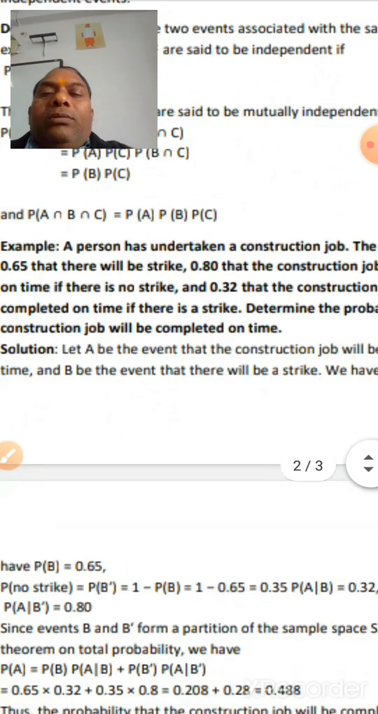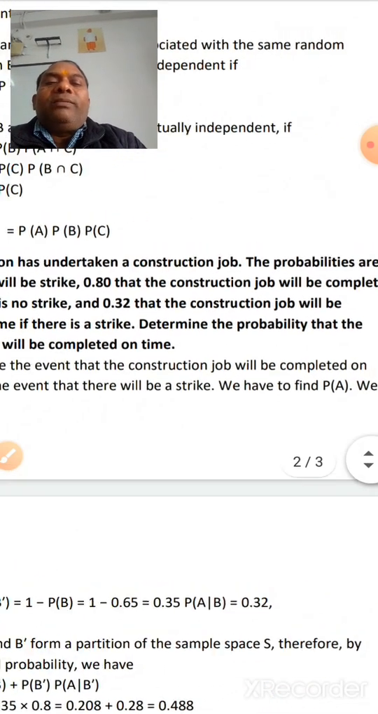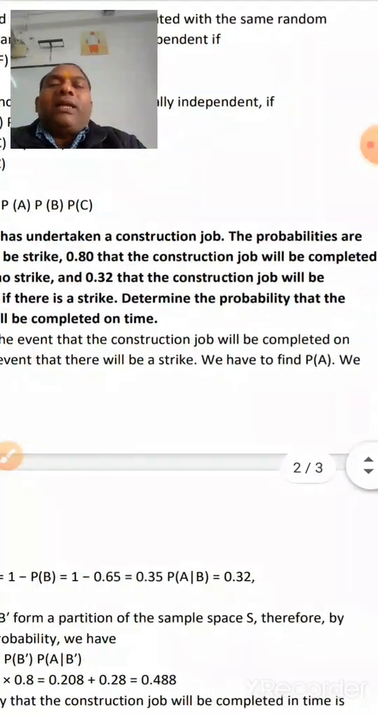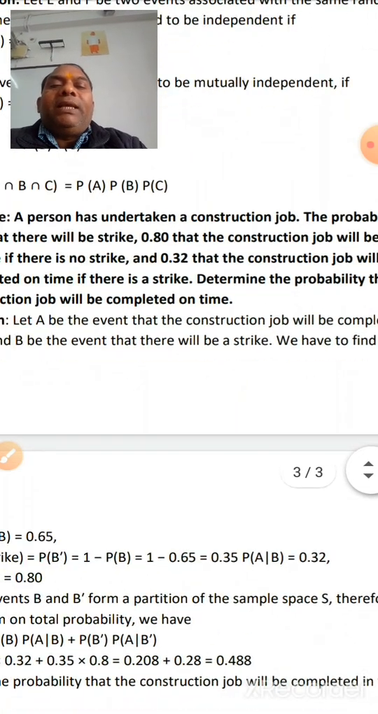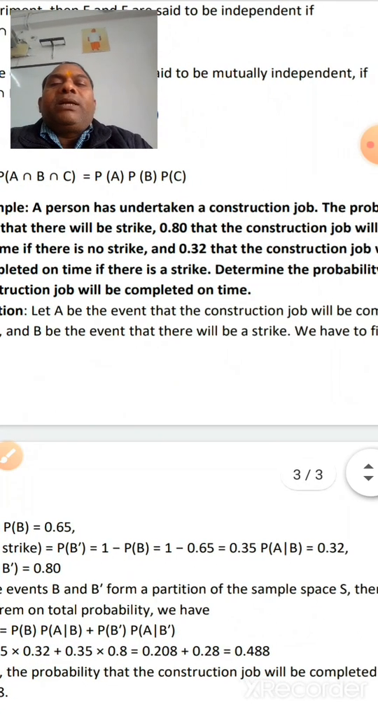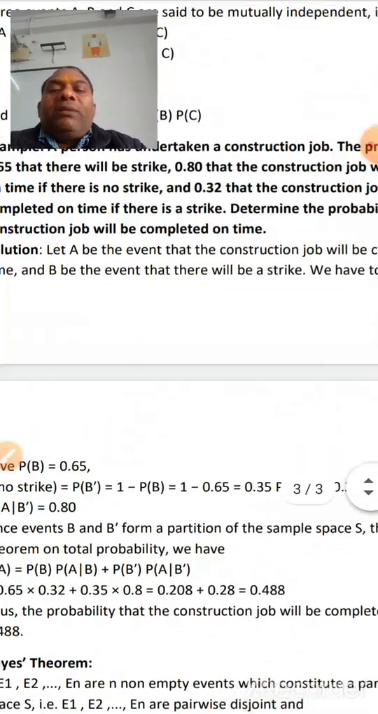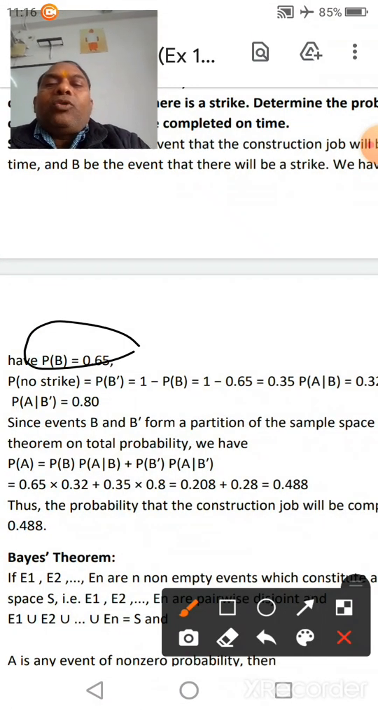So now let A be the event that the construction job will be completed on time, and B be the event that there will be a strike. We have to find P(A), which means the probability that the job will be completed on time. P(B) is equal to 0.65, as given here. P(no strike) will be 1 minus P(B).